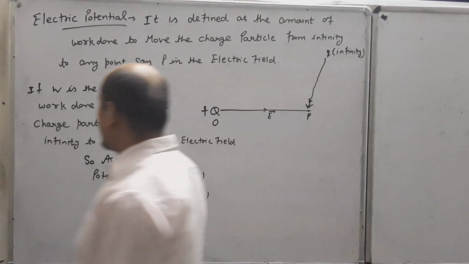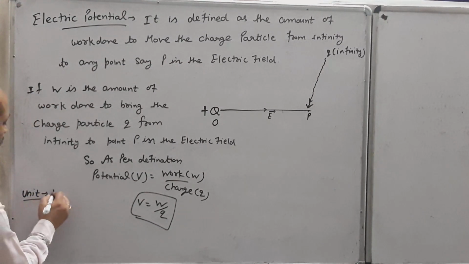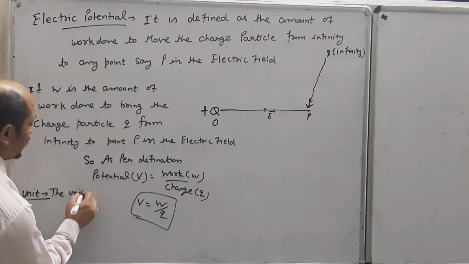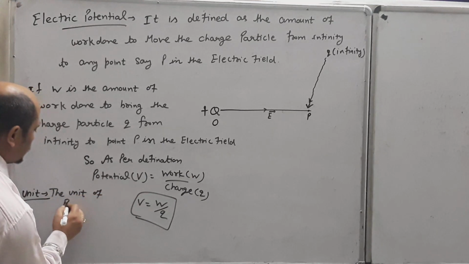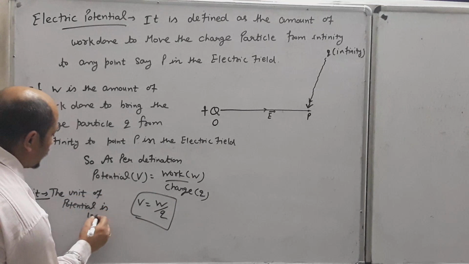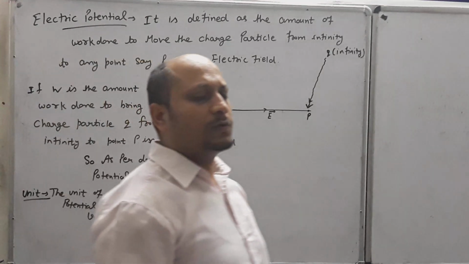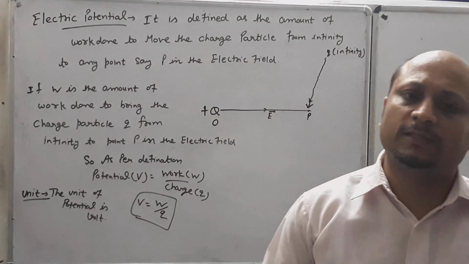The unit of potential is volt. Now what is unit? The unit of potential is volt. It is to be measured in terms of volt. So this is the electric potential.